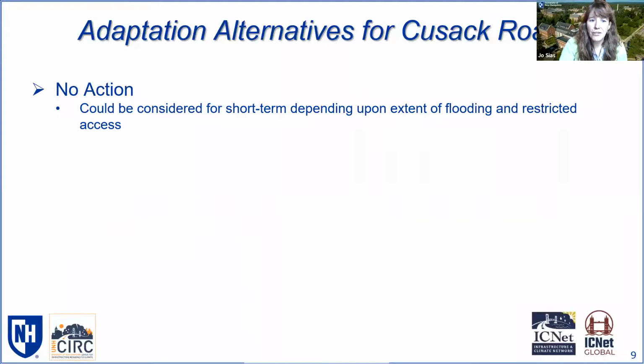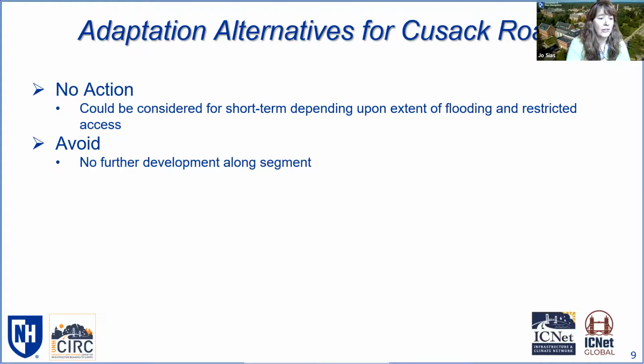In terms of the different adaptation alternatives, again, following the guidance, the Step 7 guidance that Kirsten mentioned, for Cusack Road, there is an option for no action, especially in the short term. And again, this would need to be investigated a little bit further depending upon the extent of the flooding and how long the inundation lasts. In terms of avoidance, this would really be no further development along the segment, which is likely the case as it is with the marshland there.